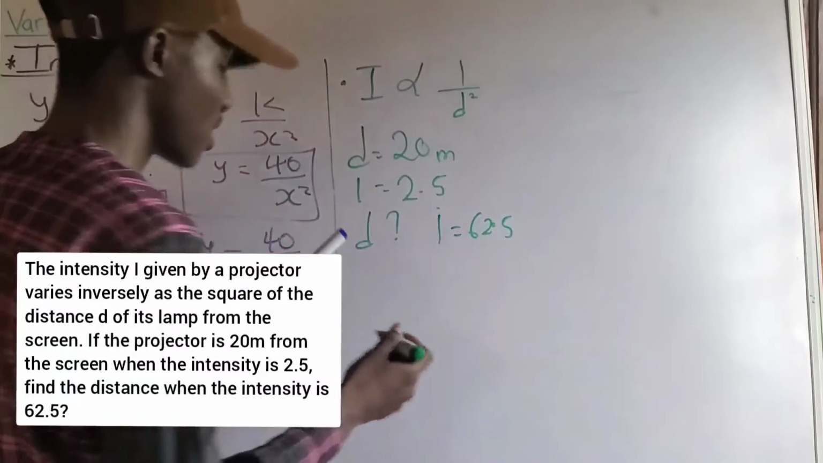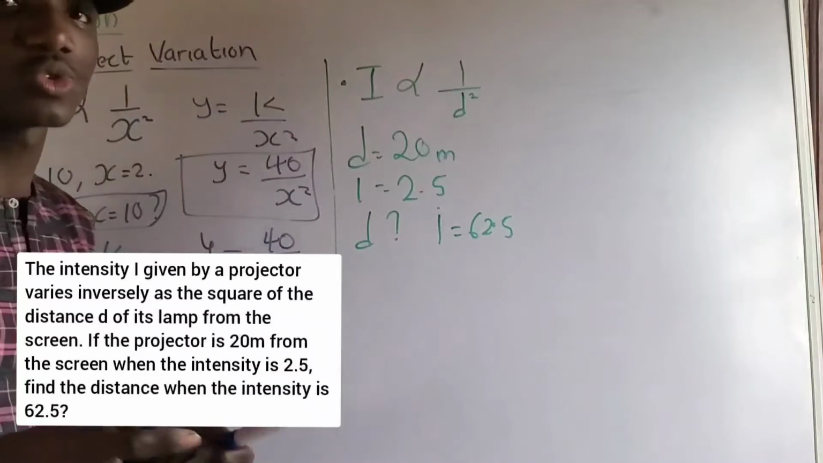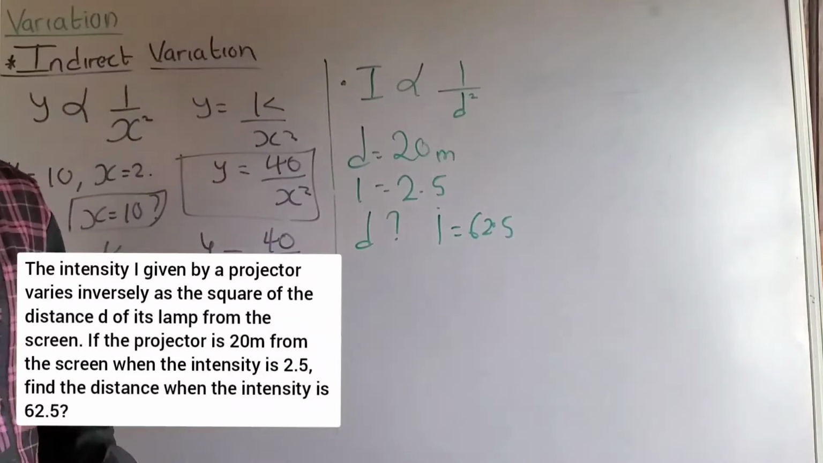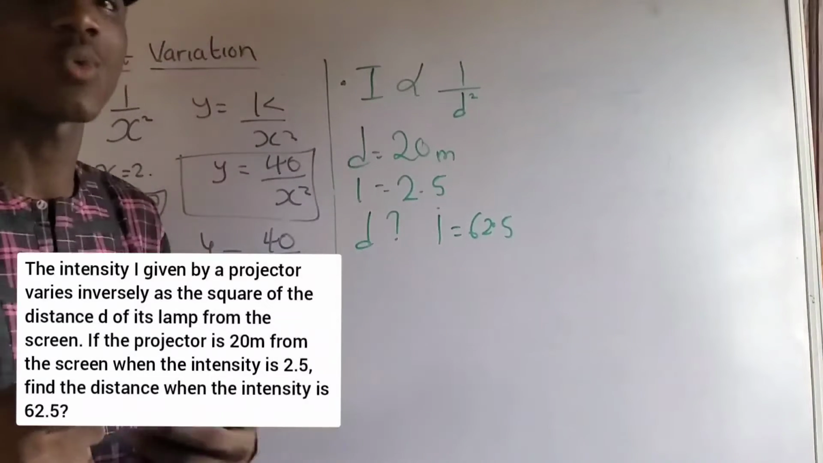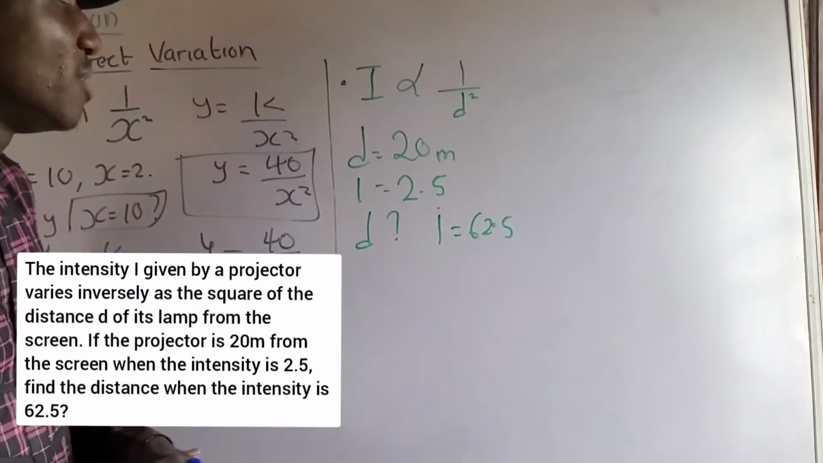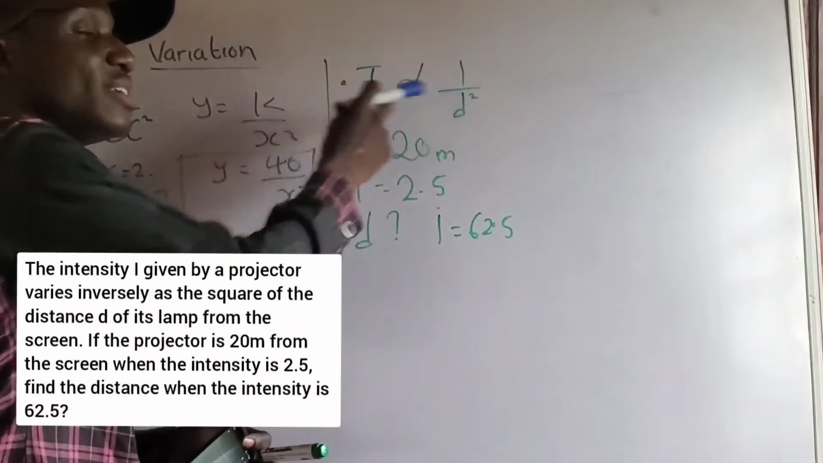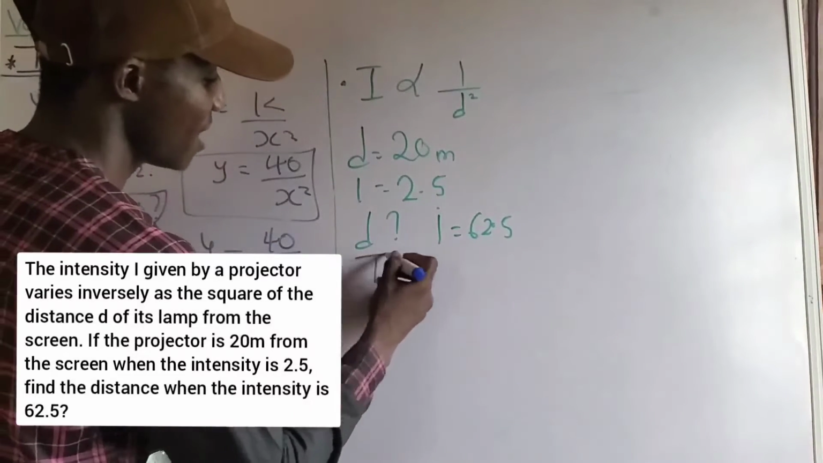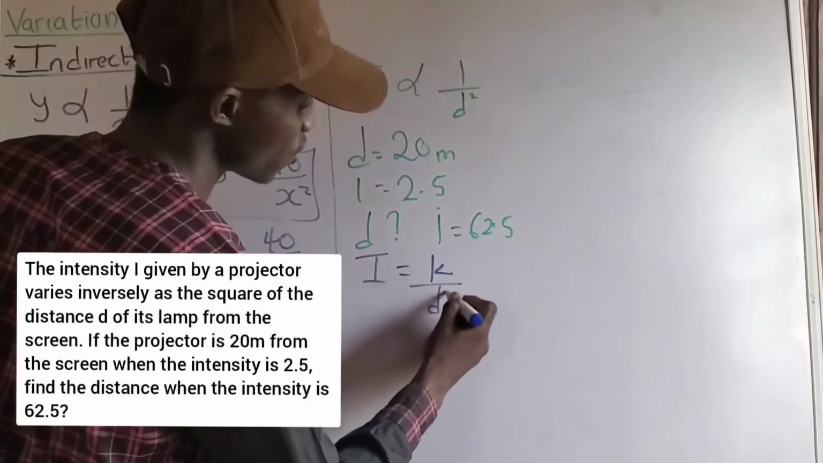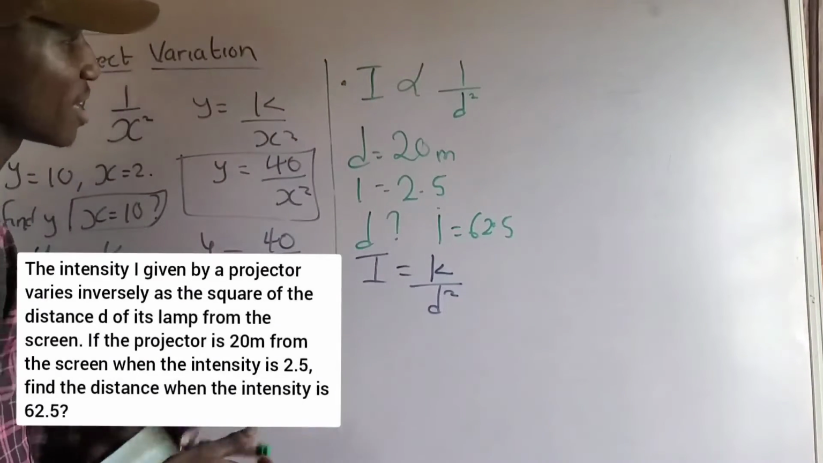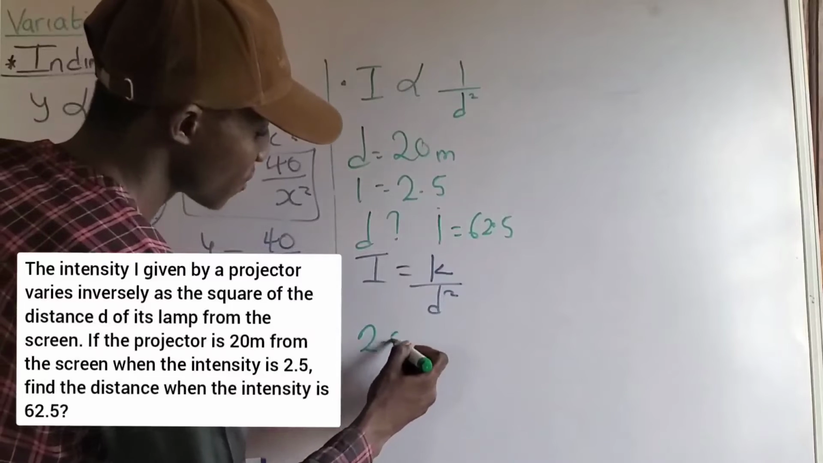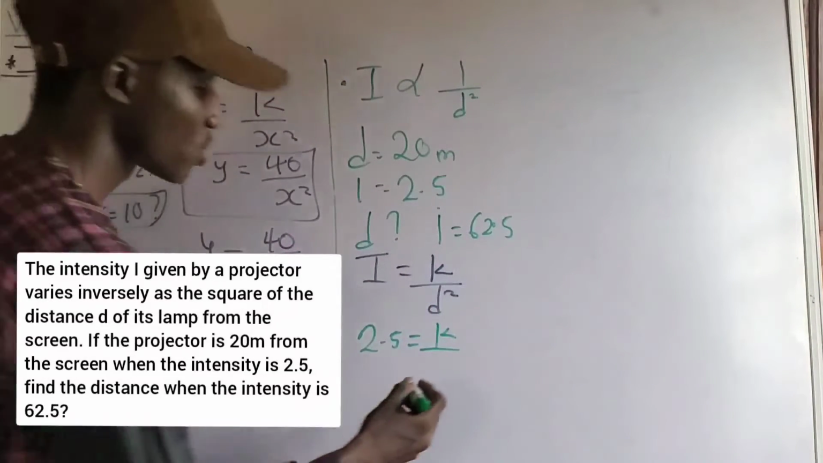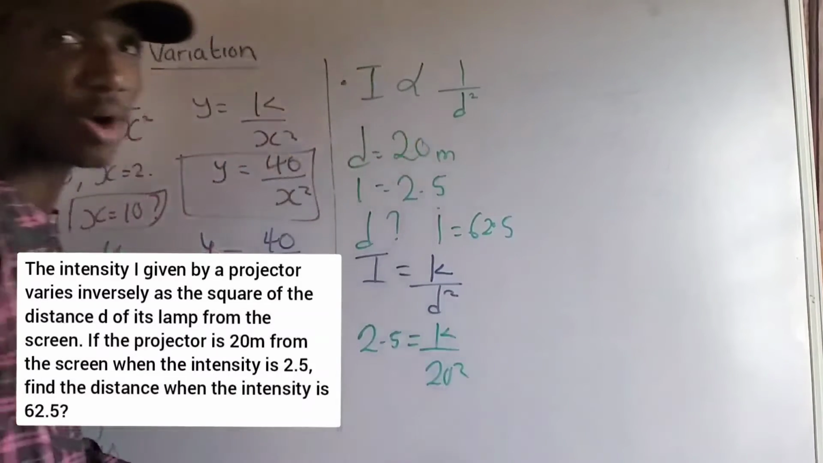Now we cannot solve this question directly without introducing a proportionality constant, and I've already told you the goal of a proportionality constant. It measures the degree of difference between our variables. You get what I'm trying to say? The variables here are intensity and the distance. So let us introduce the proportionality constant. I'm going to have I equals K over D squared. Now, we are given that I is 2.5, so I'm going to have 2.5 equals K over D squared. Now we've been given that D is 20, so I'm going to have K all over 20 squared. Okay, are we all there?